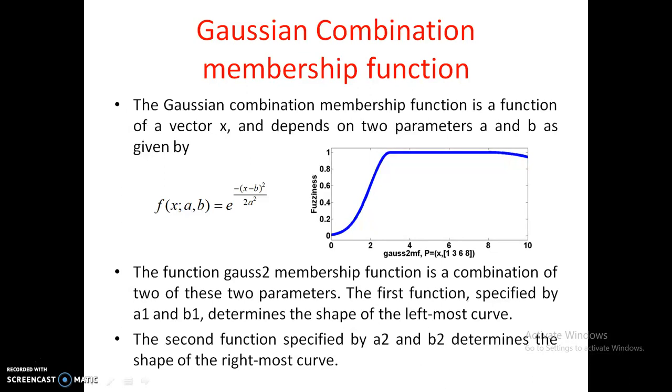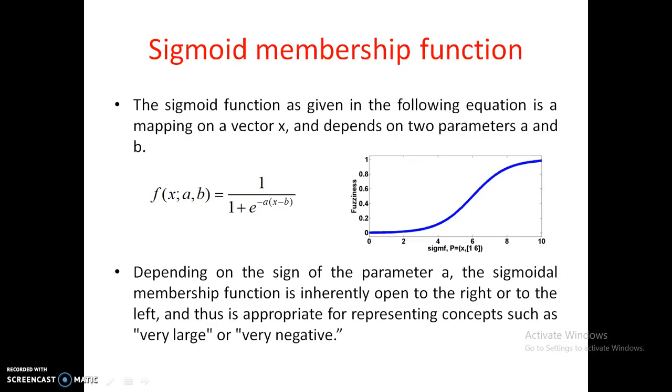Okay, now let us move on to the next membership function, the sigmoid membership function. It is also one set of formula, 1 by 1 plus e power minus a of x minus b. So the shape is like this, and I have done it for 1 comma 1 and 6. So at 6 it should be at the middle. From 0 to 1 it has to go, and it is showing positive.